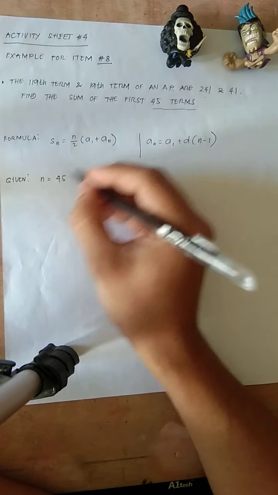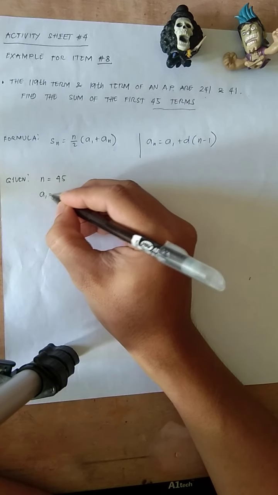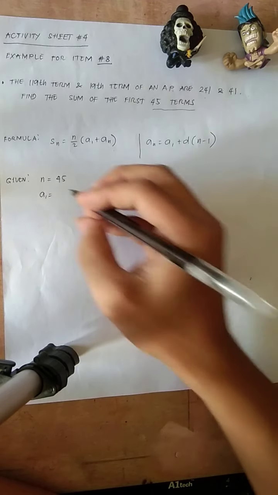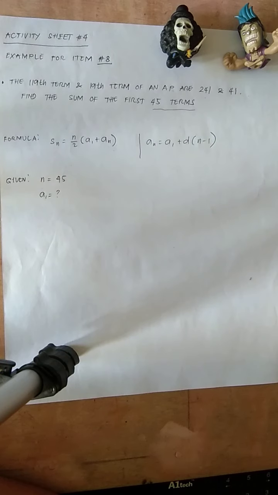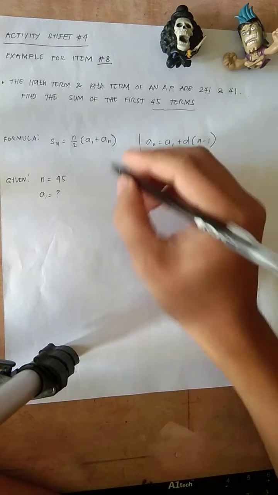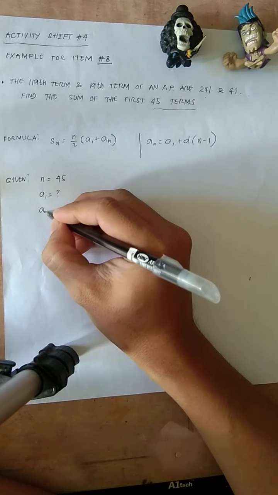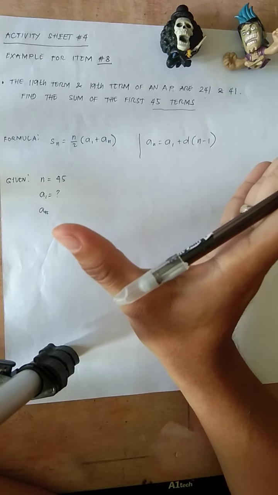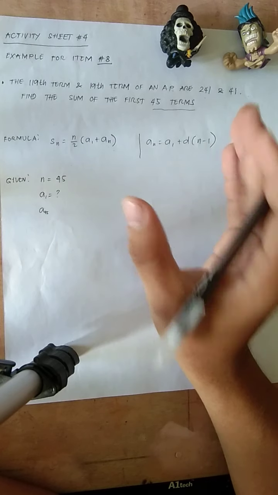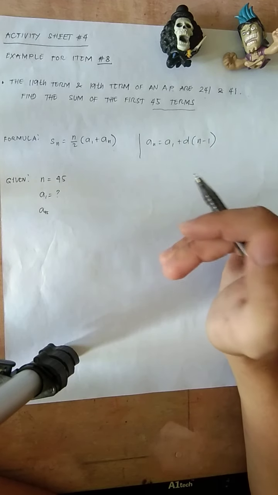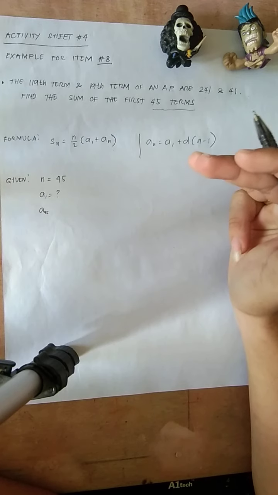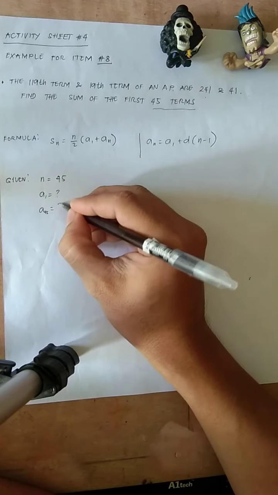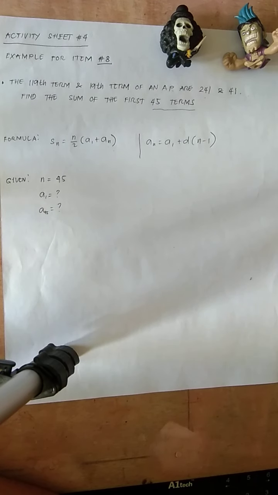Now, what about the first term of that sequence? Do we know the first term of this sequence? No, it is not given. So that means it is still unknown. What about the last term, or the a sub 45? Since we are talking about 45 terms in this problem, the last term of this sequence is the 45th term, or the a sub 45. Is it given? No. So the a sub 45 is also unknown.